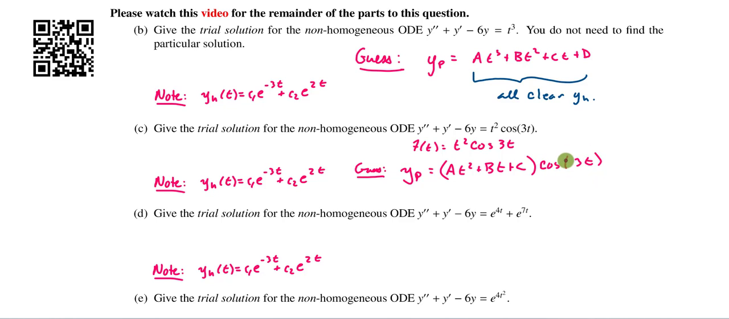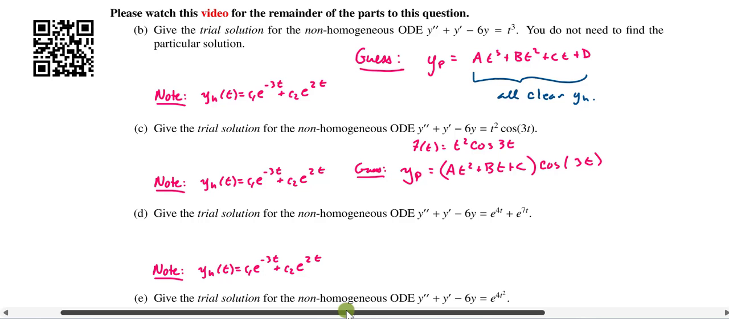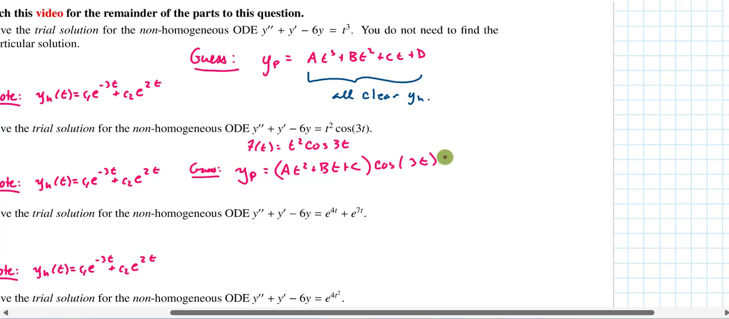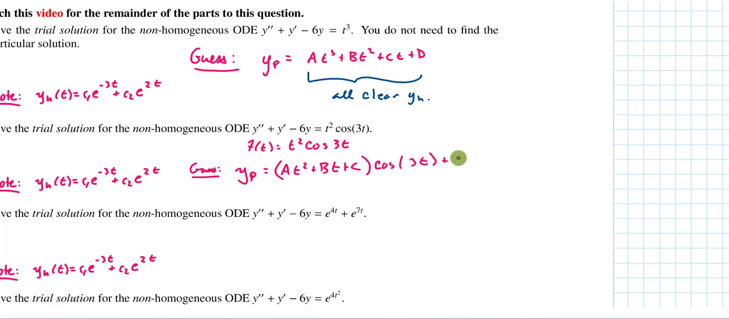Notice that I didn't take the time to distribute these, and I could have, but as I take successive derivatives of t squared cosine 3t, it's possible for there to be a t squared cosine 3t, but it's also possible for a bt cosine 3t to show up, or even a constant times cosine 3t after I take two derivatives. But also, as I'm taking successive derivatives of this by the product rule, I could get a quadratic term times a sine function. So I need to take that into account.